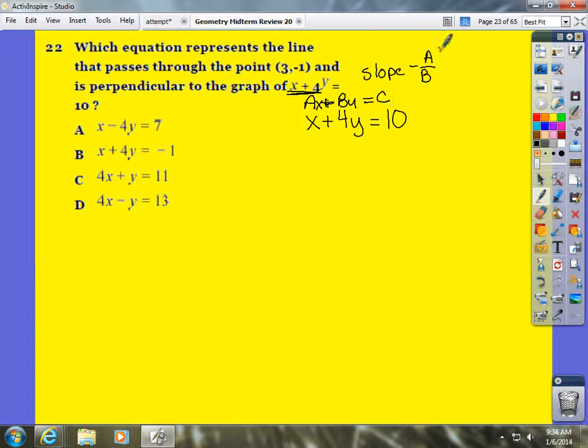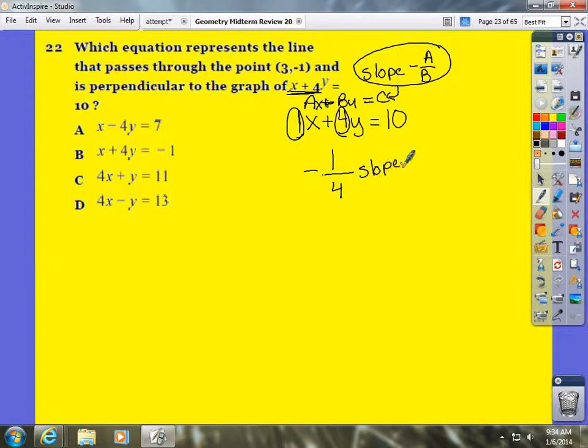I want you to remember this: slope in this format is always going to be negative A over B. There's nothing in front of the x, so we're going to put a 1 there. Our slope is going to be negative 1 over 4, negative A over B. So that is our slope.